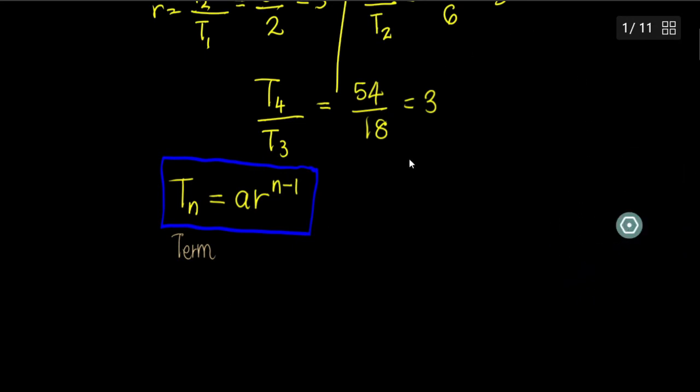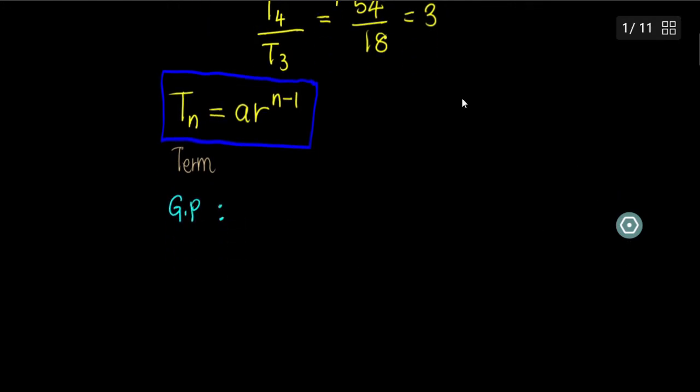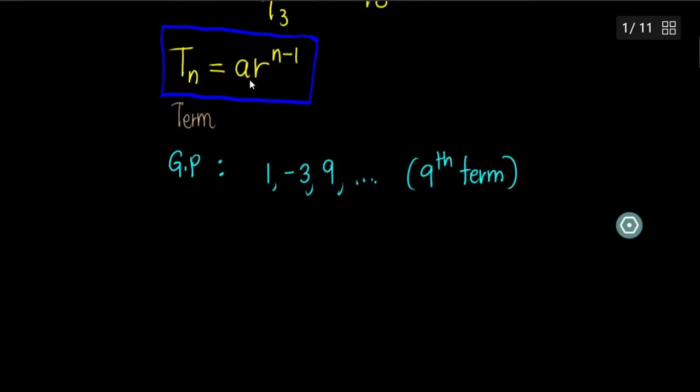Let's say you have this geometric progression. GP means geometric progression. Let's say 1, -3, 9. Find the ninth term. Now I'm going to use this formula here. To find the ninth term, we need to know what is our A. A is the first term, so A is 1. What is our R? R is take the second term, divide the first term, that means this is -3. And do we know what is our N? N is 9 because we want to find the ninth term.